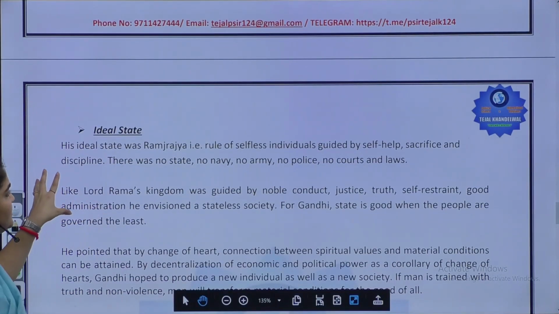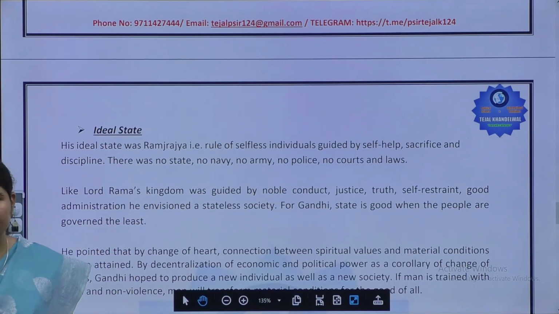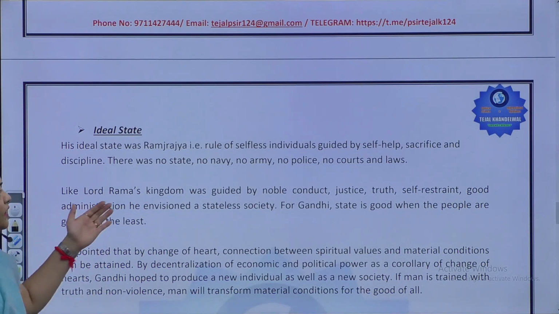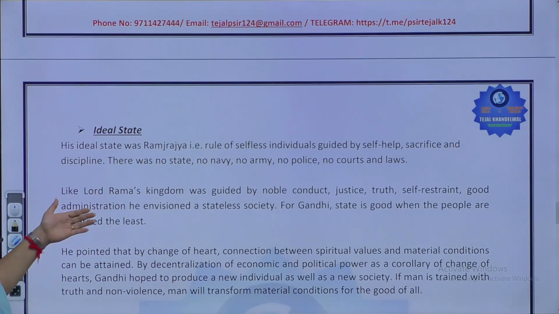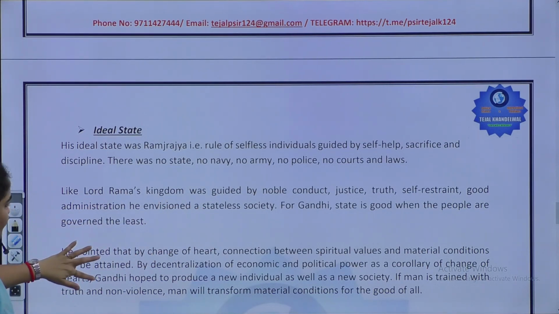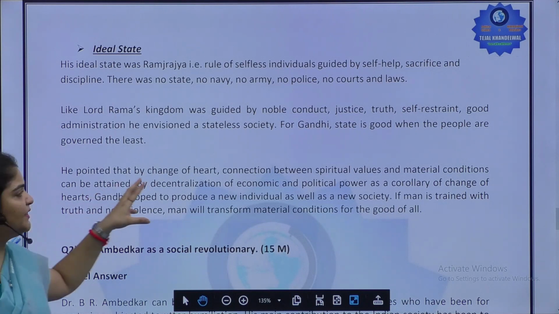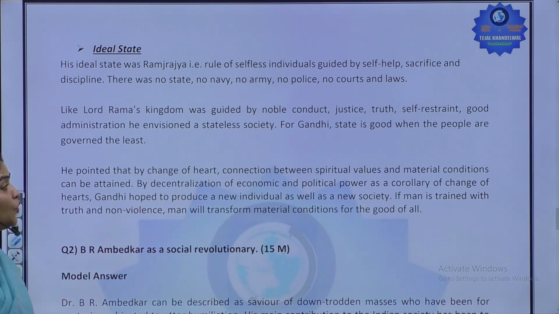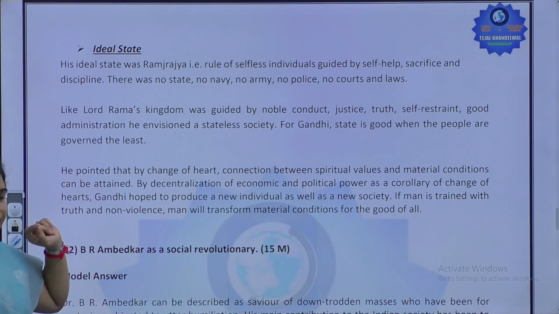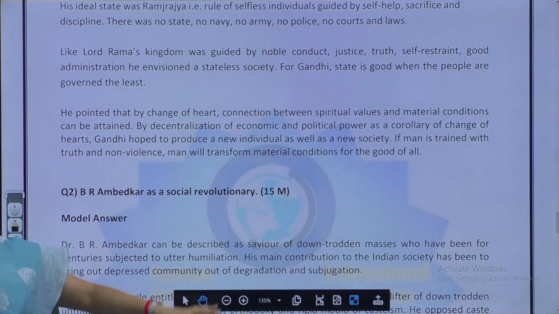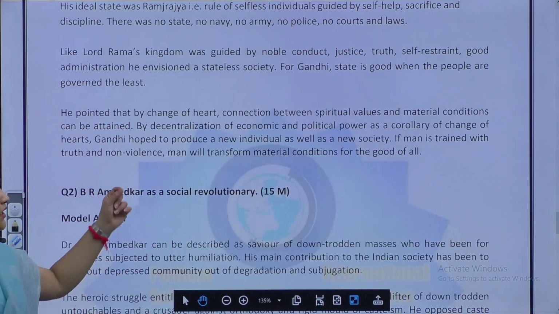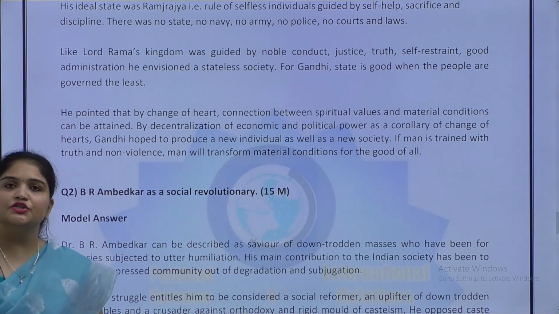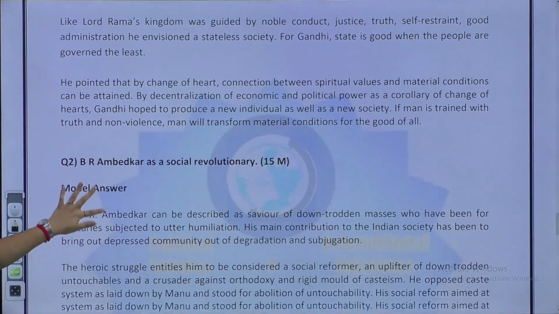Then ideal state, his ideal state is Ram Rajya, which is rule of selfless individuals, and they have characteristics like in the kingdom of Lord Ram, that kind of virtues. Virtues like what? Noble conduct, justice, truth, self-restraint, good administration, and a stateless society. Okay? So by change of heart and connecting spiritual values and material conditions, okay, and decentralization of economic political power is a corollary of change of hearts. Both have to go together. All right? So he hoped to produce a new individual as well as a new society. What does he say? If man is trained with truth and non-violence, man will transform material conditions for the good of all. Okay, now let's move to the next question.